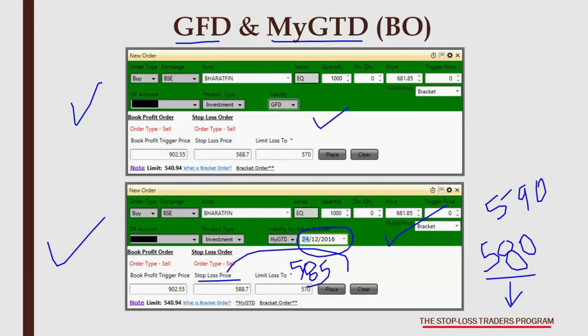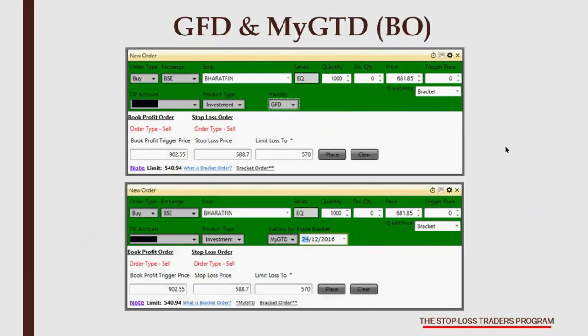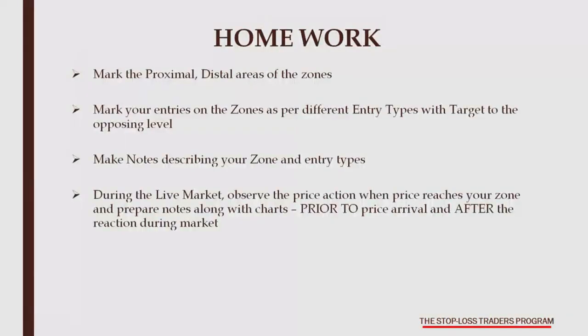आप ये सोचेंगे कि ऐसा क्यों? You must be curious why we are giving a 4.15 rupees room for the price to start trading after that?